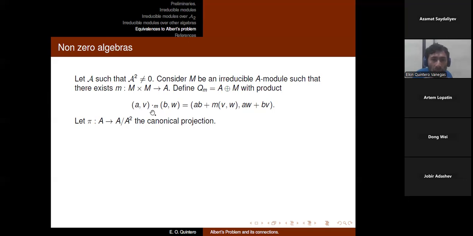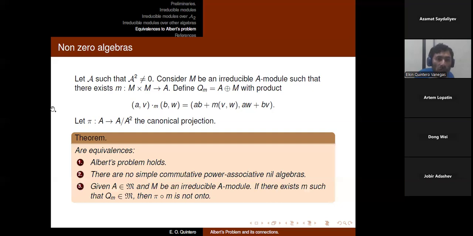The product here, A times B, is not 0, and we have the application; so the part of the algebra A is A times B plus the application calculated on V, W, and we have the action of A on W and B acting on V. So AW plus BV belongs to M. And consider the canonical projection to A from A quotient A squared.